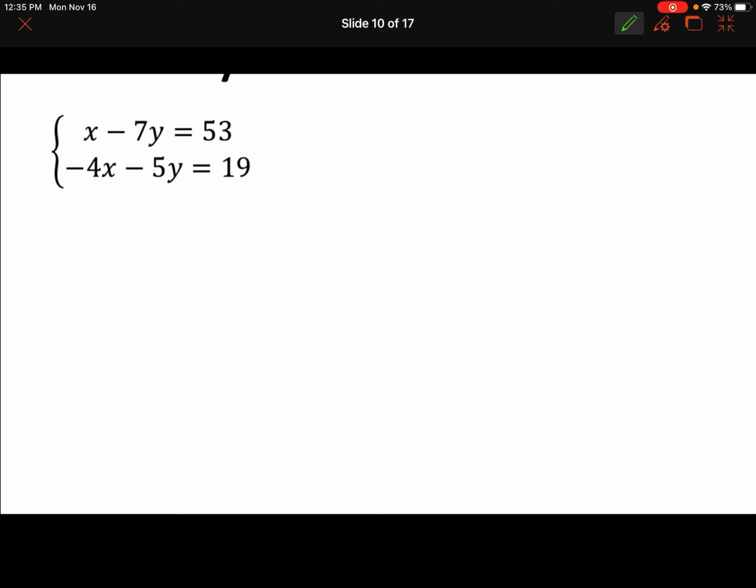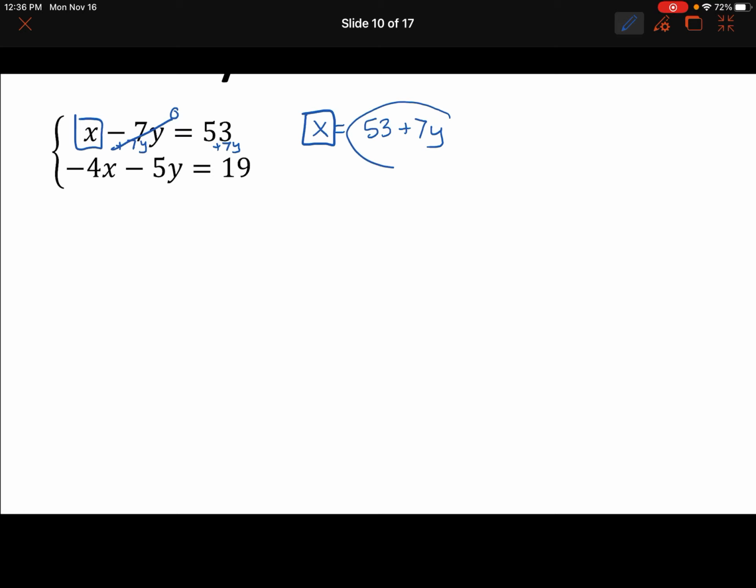Okay, substitution again. Go ahead and pause the video and try this out. But remember, first, we need to make sure that one of our variables is isolated. So this time I have to do a little work to isolate the x, and it's easiest if you can find a variable that has no leading coefficient in front of it. So x by itself, so I need to add 7y to both sides, plus 7y. I'm going to rewrite this out to the side, so that will go to 0. So then here I have x equals 53 plus 7y. And now I have my x isolated.